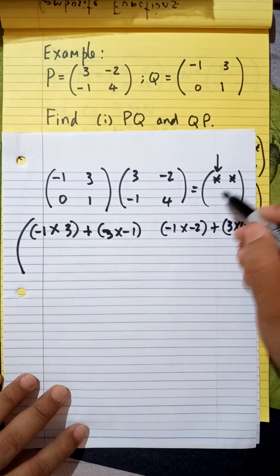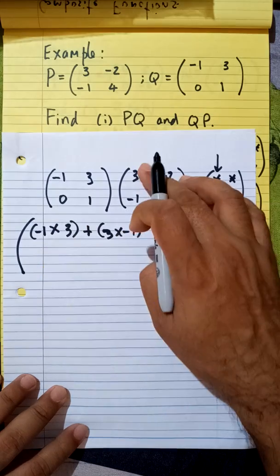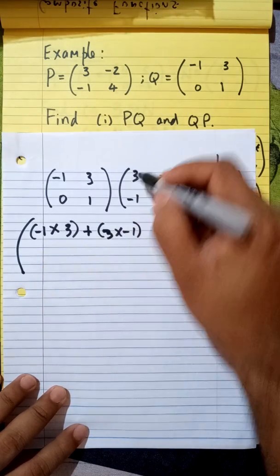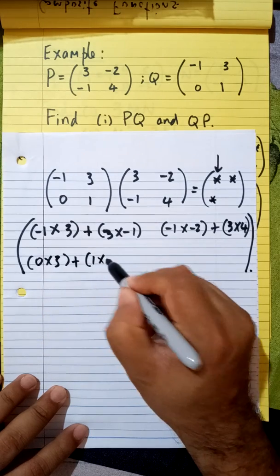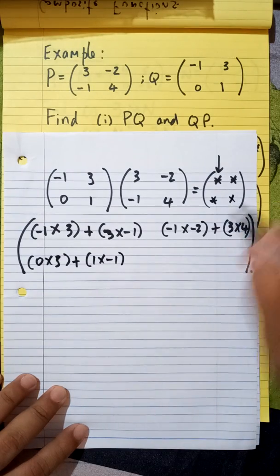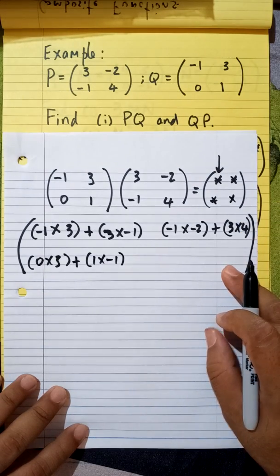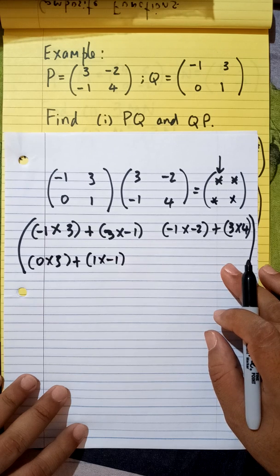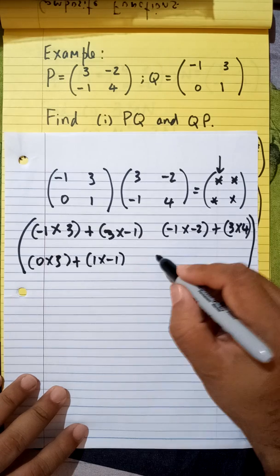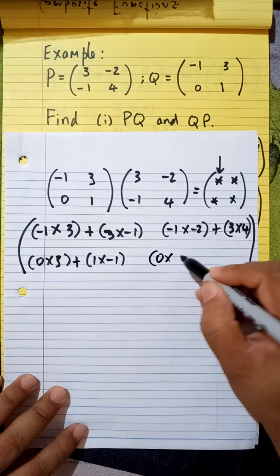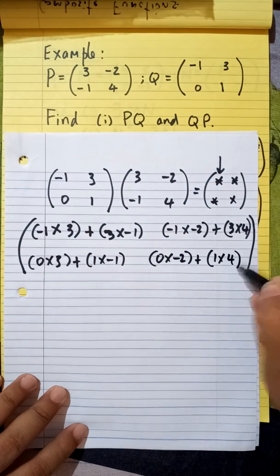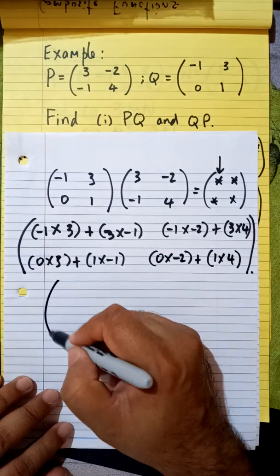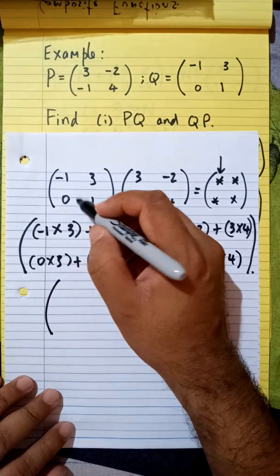All right, so to get this element down here, we're going to use the second row with the first column. So 0 times 3 at the top there, plus 1 times negative 1. All right, and can you write the last one for me? 5 seconds. Right. So it's going to be 0 times negative 2 plus 1 times 4.